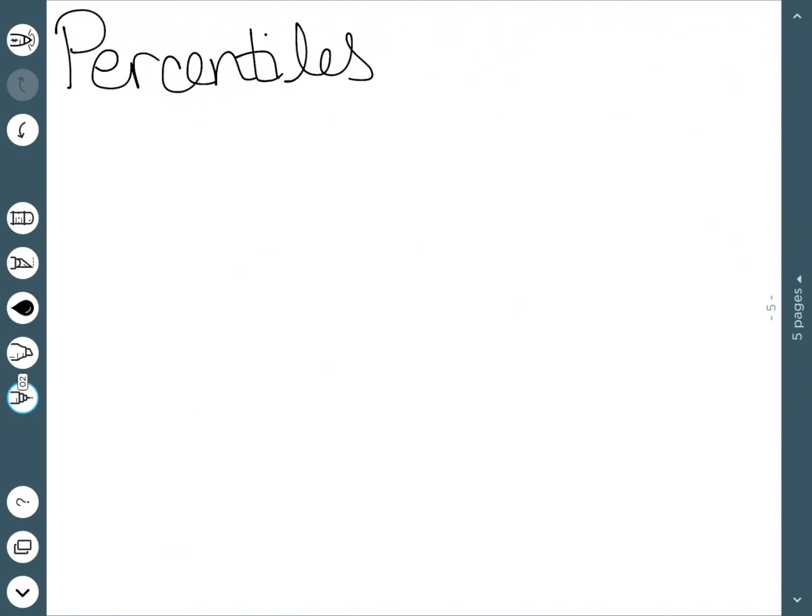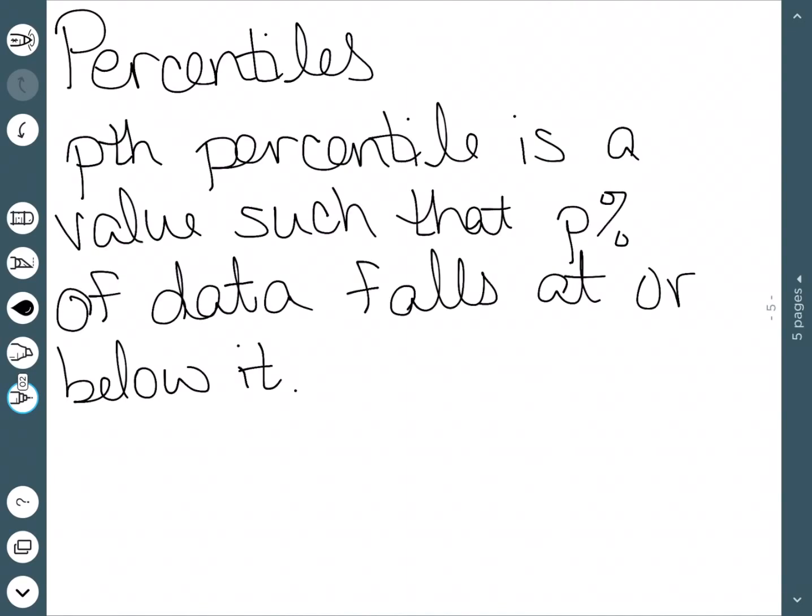The next thing we're going to look at is percentiles. Percentiles are another way to measure where a data value falls in the entire set. The pth percentile is a value such that p% of data falls at or below it. So what exactly does that mean?